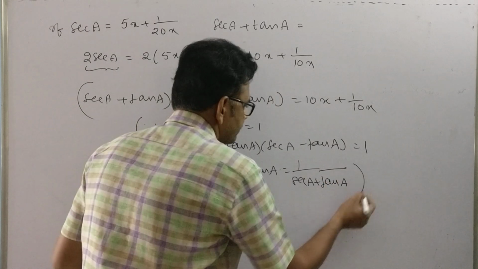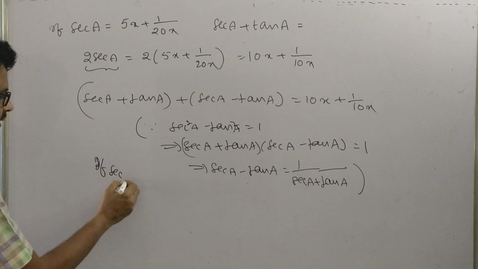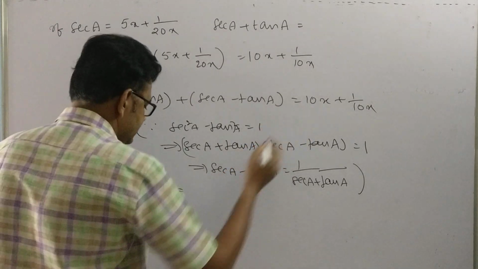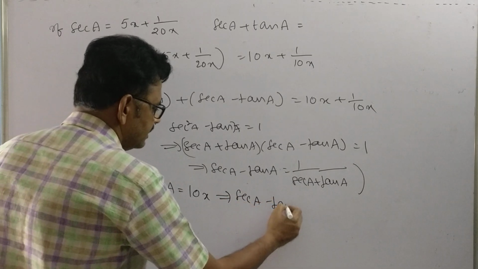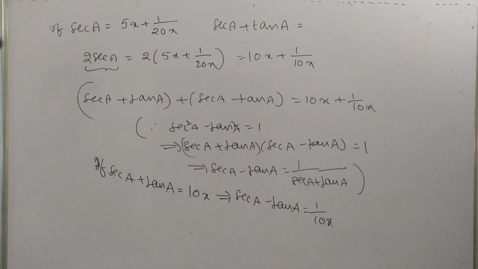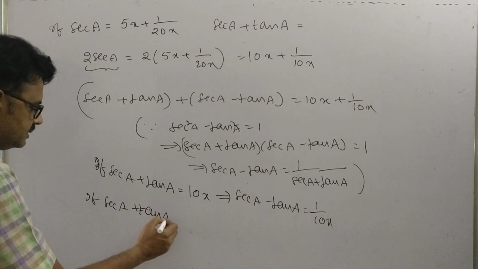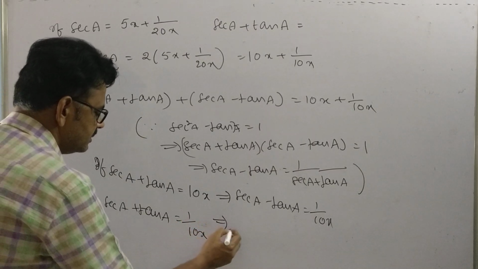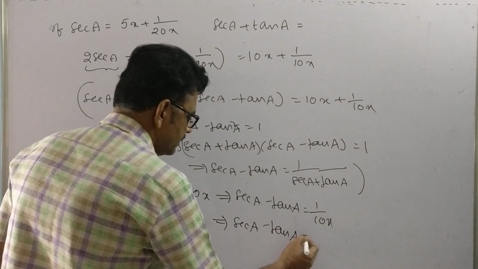Like this, if secant A plus tan A is equal to 10x, implies secant A minus tan A is equal to 1 by 10x. Suppose secant A plus tan A is equal to 1 by 10x, implies secant A minus tan A is equal to 10x.